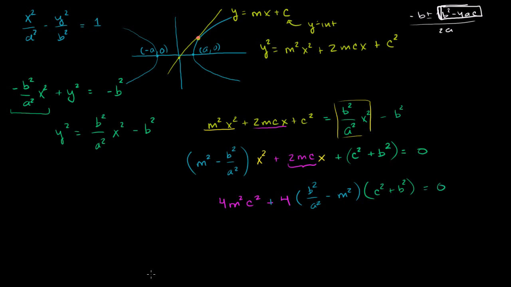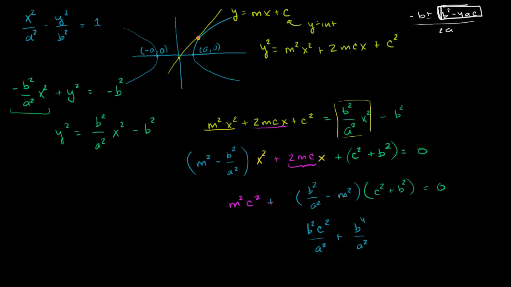So the first thing we can do to simplify this is divide both sides of this equation by 4. If we do that, this becomes a 1, and this becomes a 1. So that simplified our equation a good bit. And now let's multiply the second part right over here. We have b squared over a squared times c squared. That is b squared c squared over a squared. And then b squared over a squared times b squared, so plus b to the fourth over a squared.